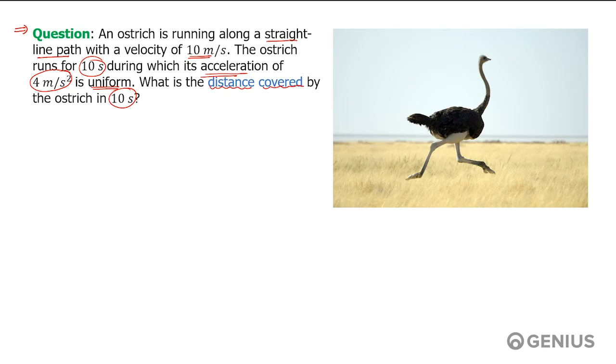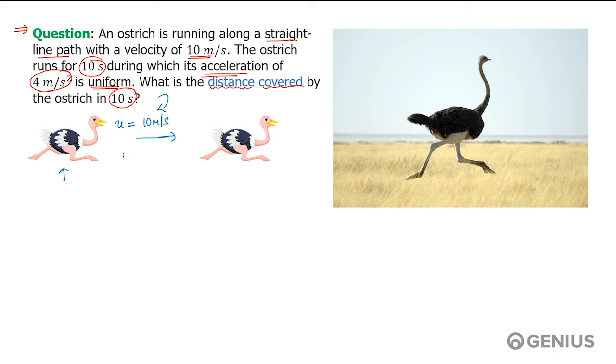First, we will make a simple diagram to help us understand. The ostrich is here to begin with, and after 10 seconds its position has changed and let's say that it is here. Now the initial velocity u of this ostrich is 10 meters per second, acceleration a is 4 meters per second squared and the time t is 10 seconds. The change in position from here to here is s. This is the distance traveled by the ostrich in 10 seconds.